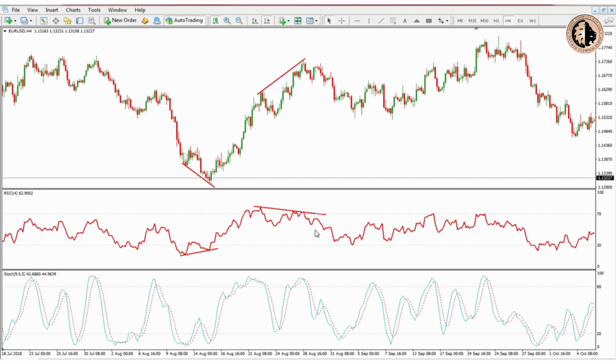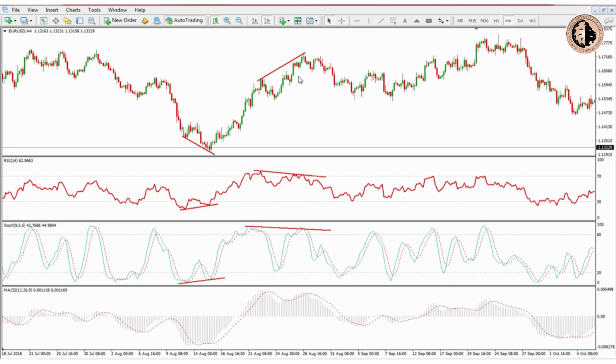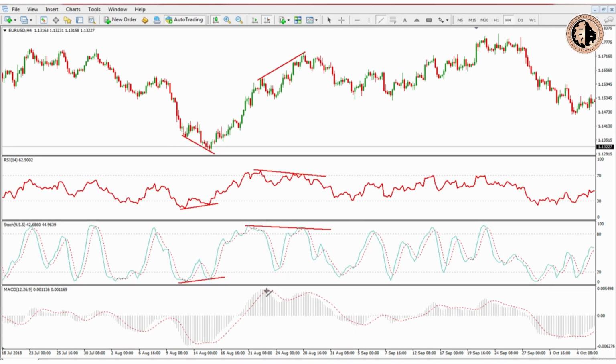Now I will turn on the stochastic indicator. Look, we have a similar situation. The price makes a higher peak on the chart, but the stochastic indicator shows a lower peak than the previous one. We also have that here. Now I'm going to include the MACD indicator tool. We see the same situation, a lower peak compared to the previous one, while here we see a higher peak compared to the previous one.